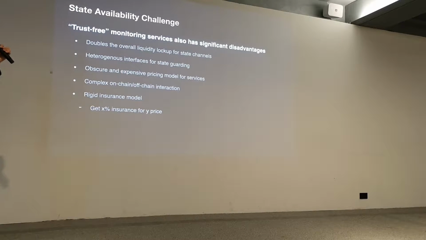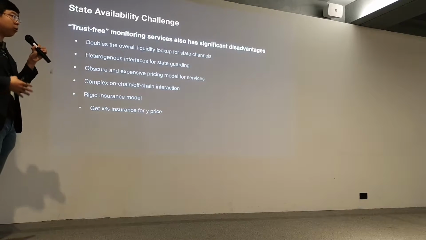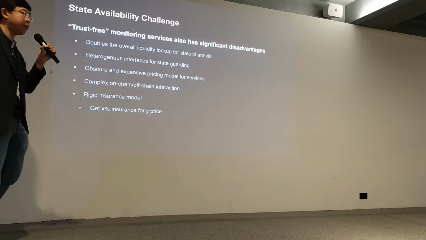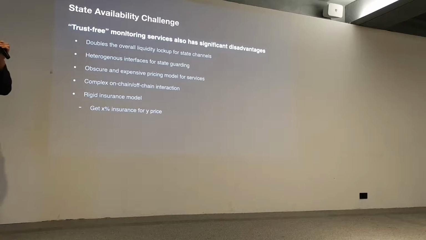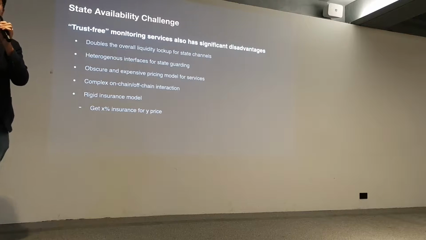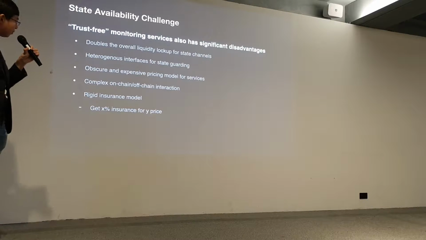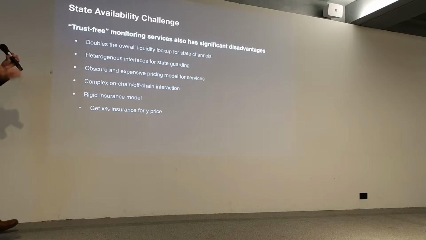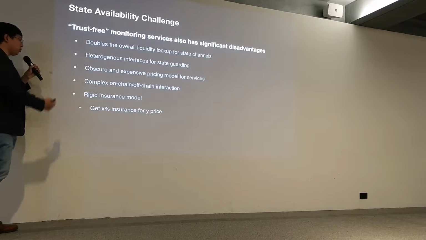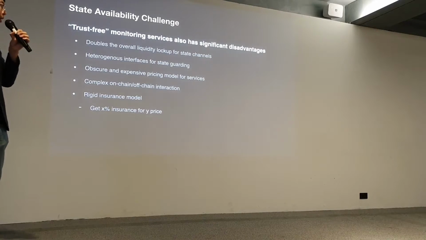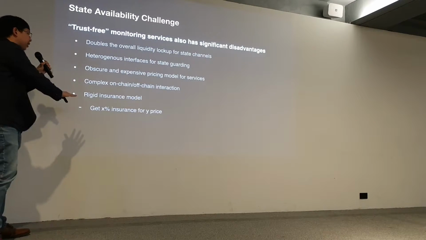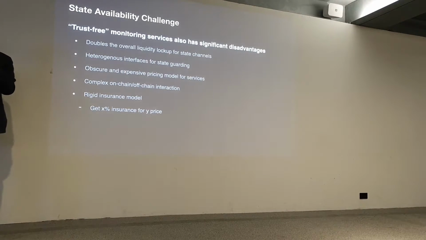And it creates a very obscure and expensive pricing model for these kinds of services, and extremely complex on-chain and off-chain interaction. For every state guarding request, you need to incur certain on-chain transaction costs. And at the end of the day, what it really provides is a very, very rigid insurance model. You basically get X% back for Y price, and that's it. As long as X% is not 100%, you'll always suffer from this collusion attack potential.